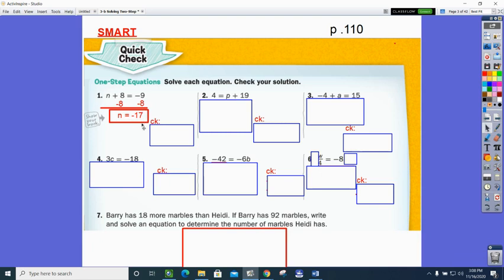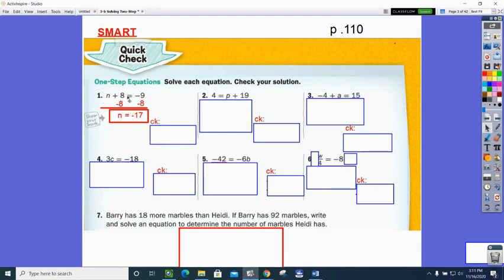Now, let me just talk about checking this. This answer should be the only number that when you take n out of this equation and you put in the -17, it better work. And that's how you can check. Like if you had accidentally put -1 in here and checked it, it wouldn't work. I'll show you how to show that check formally.